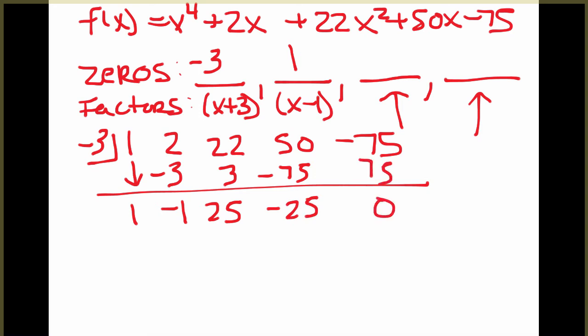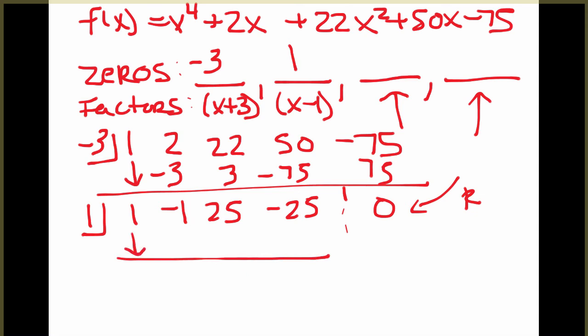And one good way to always check your work here is that the remainder should always be equal to zero, because you're dividing by a factor. So that means it should fit in perfectly. Now with what I have left, I'm going to divide by my second factor, x-1. And I will just complete that division. And what I have left here is 1, 0, 25.